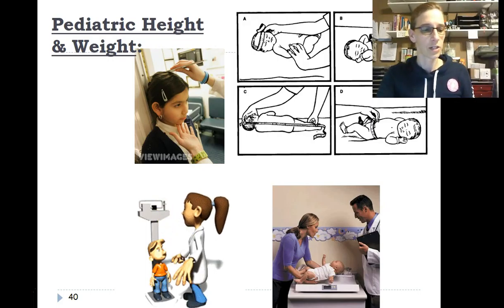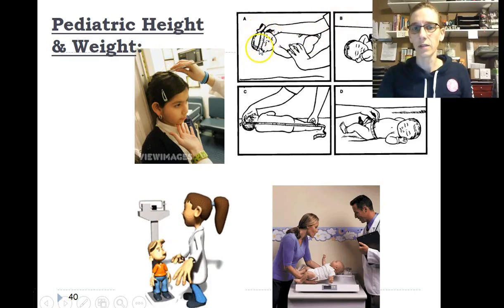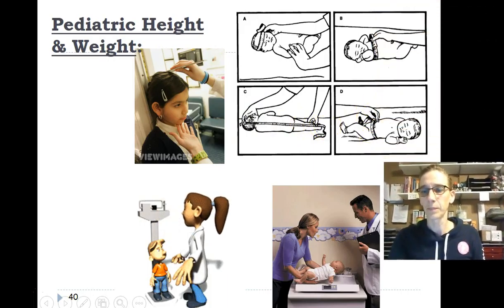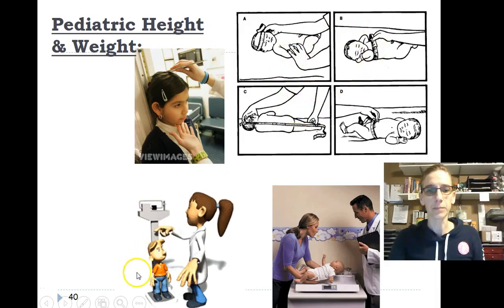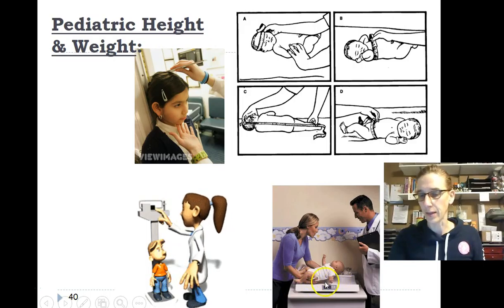All right. So here's different pediatric heights. This is standing. So this child is standing, getting the height. This is your head circumference. This is your length, abdominal circumference, chest circumference. This is what you'd measure on infants. Then you've got your child standing on the scale here, and here's your baby being weighed.